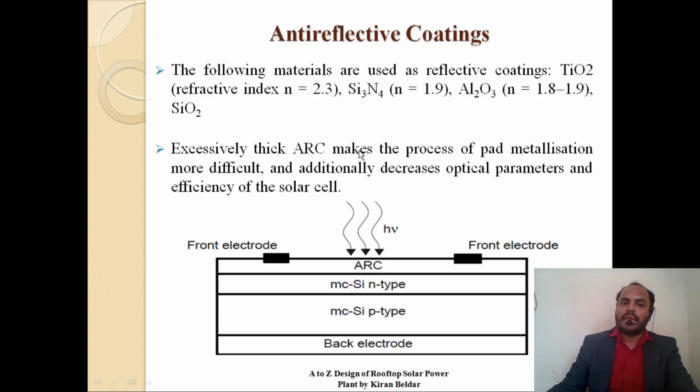Excessive thickness of ARC makes the process of pad metallization more difficult and additionally decreases the optical parameters and efficiency of a solar cell. In this particular type of solar cell, on the front there is an ARC layer. Because of this ARC layer, the absorption of sun rays is higher. Therefore, the electricity generation is also more in the solar cell.